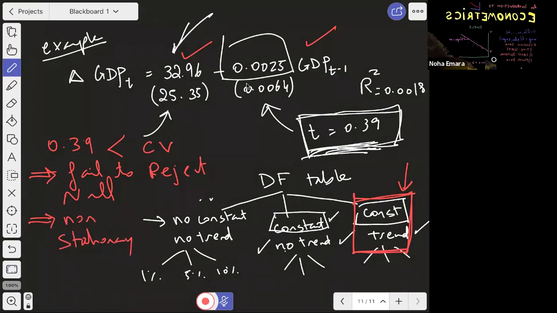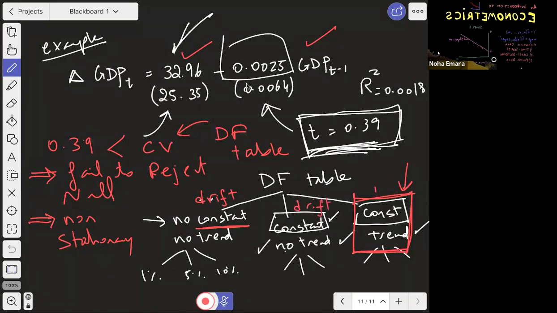Okay, and this is again a critical value from the DF test, from the DF table. Now, one thing before I leave the DF table, I want you to note the following. They call the constant another name, or the intercept. It's called drift. So drift is another name for an intercept in time series. So this is called drift.